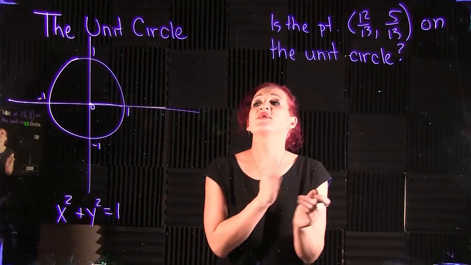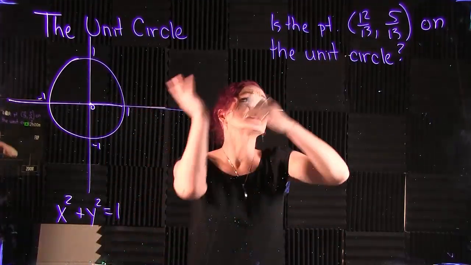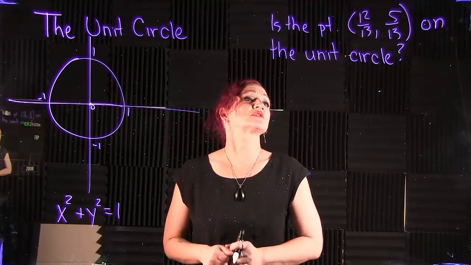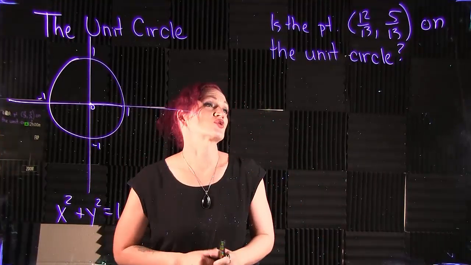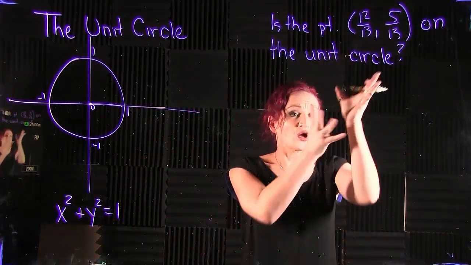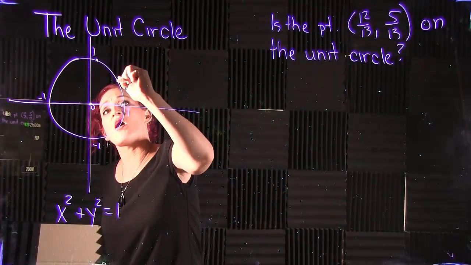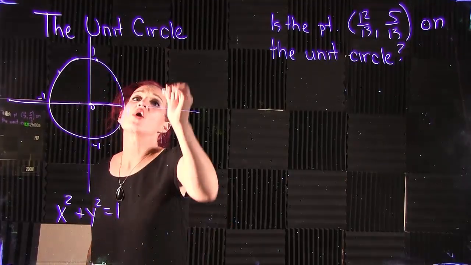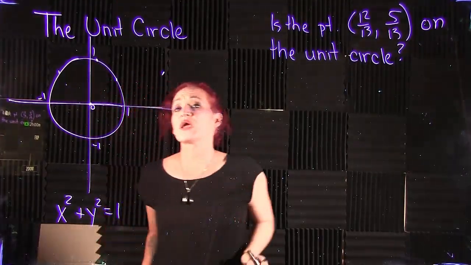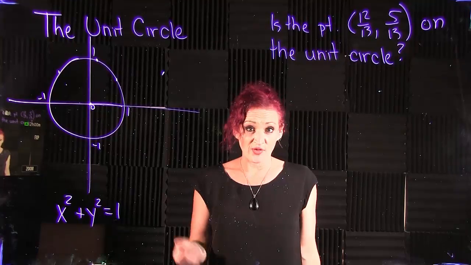So if we need to answer the question, is the given point, whatever it happens to be, on the unit circle? So you're going to be given a coordinate. Is this on the unit circle or not? So is it on the edge of this circle somewhere, or is it some other random point that's anywhere else but not on the edge of the circle here?